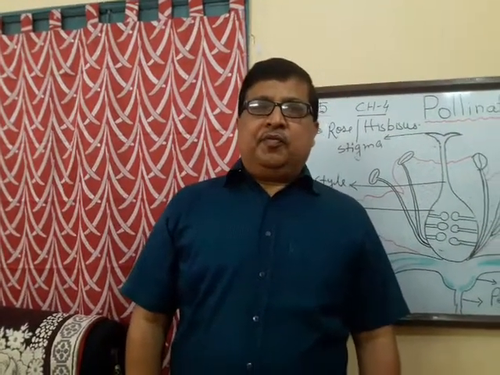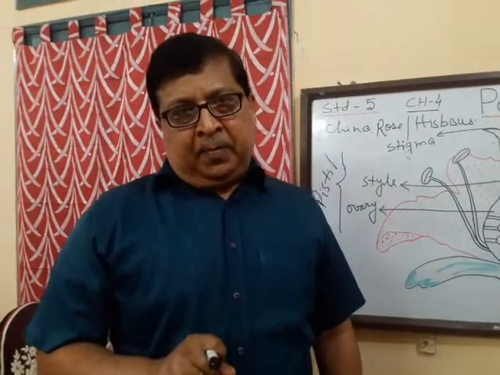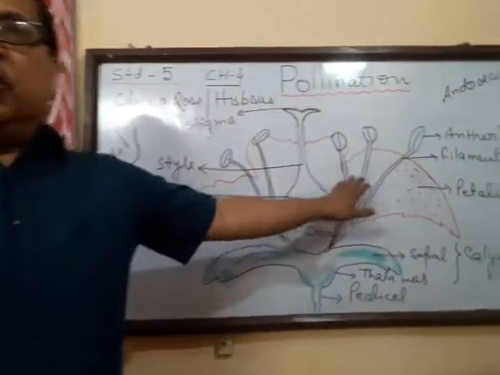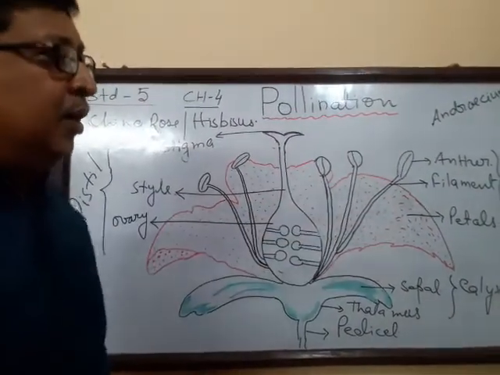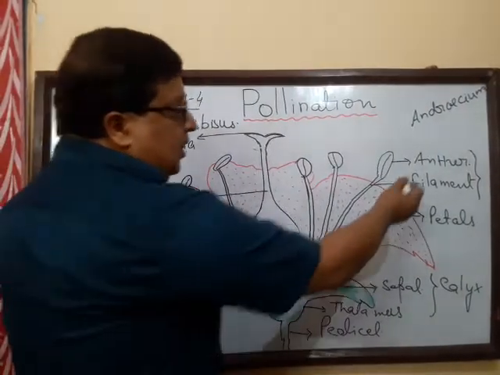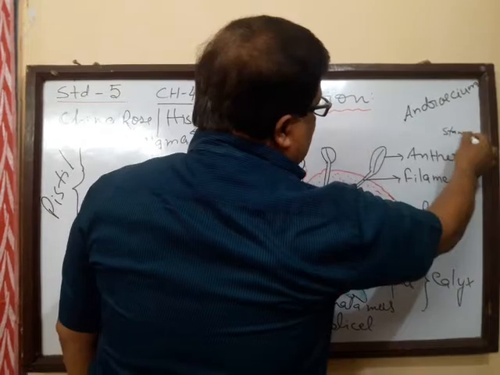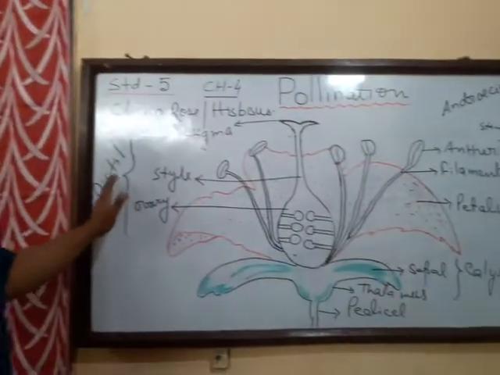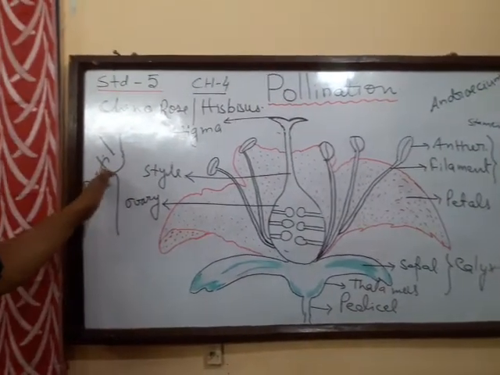Generally, a flower consists of 4 whorls. The first whorl consists of the sepals. The second whorl is of petals. The third whorl is of the stamen, that means anther and filament together make up the stamen. And the fourth whorl consists of the stigma, style and ovary, that is called the pistil.